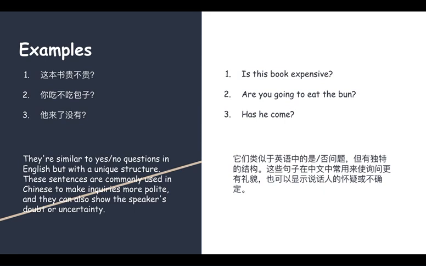unique structure. These sentences are commonly used in Chinese to make inquiries more polite, and they can also show the speaker's doubt or uncertainty. Now that we have a clear understanding of the concept, let's move on to how to create an affirmative negative question.